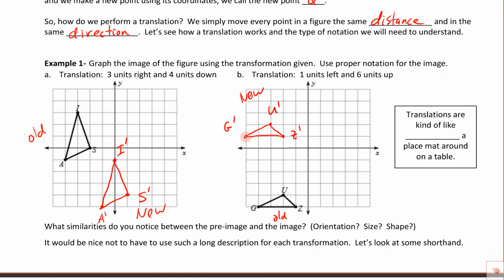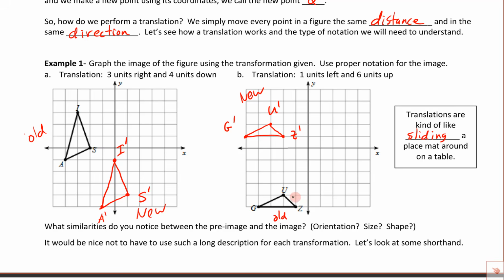Okay? So translations are kind of like sliding. So let's write the word sliding right here. Sliding a placemat around on a table. So imagine this was the table and we had a placemat sitting right here. If we took that entire triangular placemat and just slid it to the right 3 units and down 4, it's the same placemat. It still looks the same. It's still pointed the same direction. It's still the same size and all that sort of stuff. All we did was just slide it around. Same thing here.